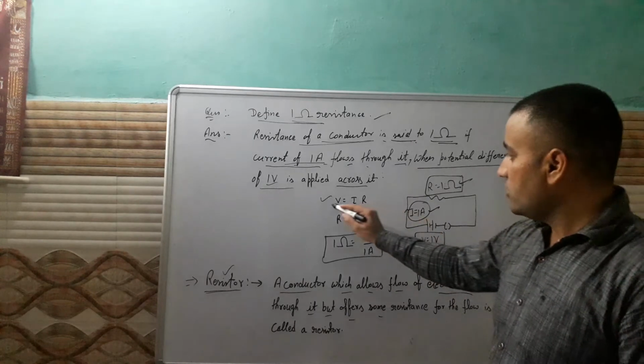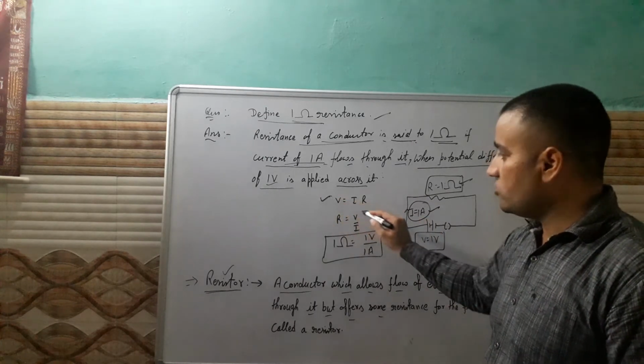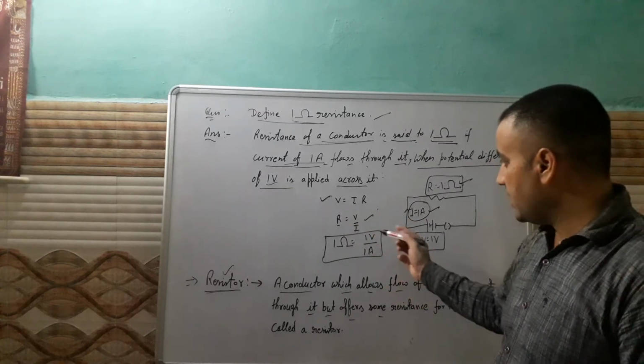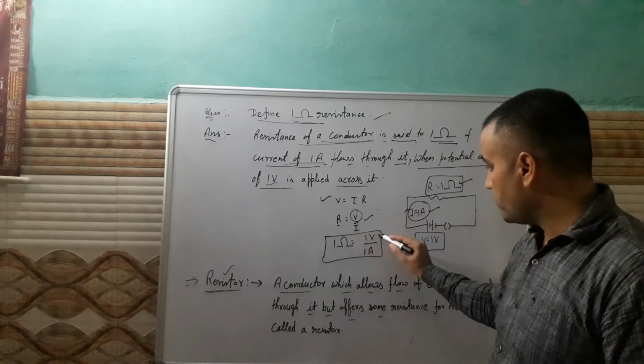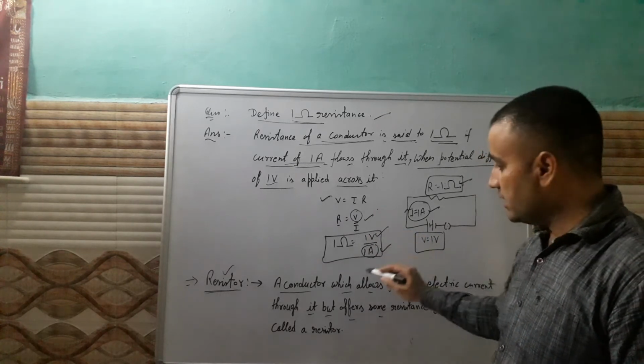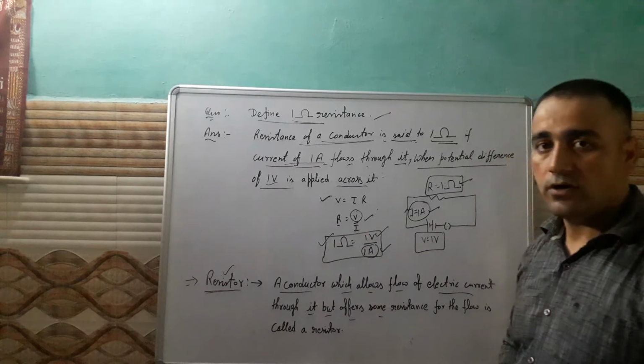As you can see from Ohm's law, we have V is equal to IR, then R will be V upon I. From this you can write, if you are applying a potential difference of 1 volt and 1 ampere current is flowing through that conductor, then the resistance will be 1 ohm.